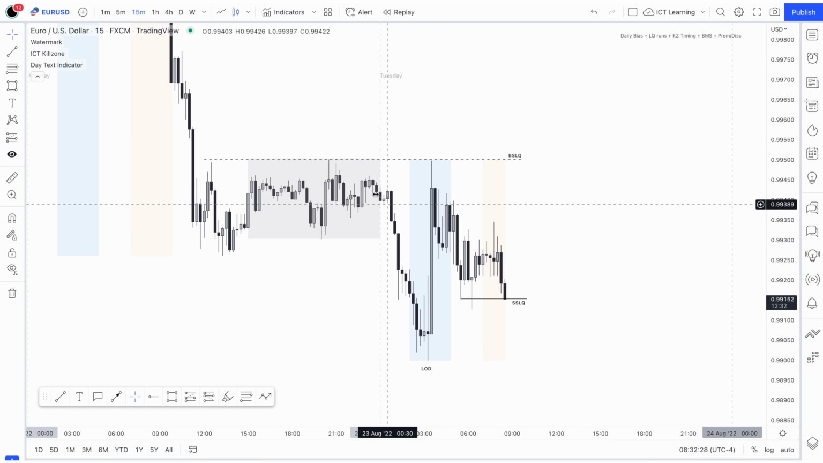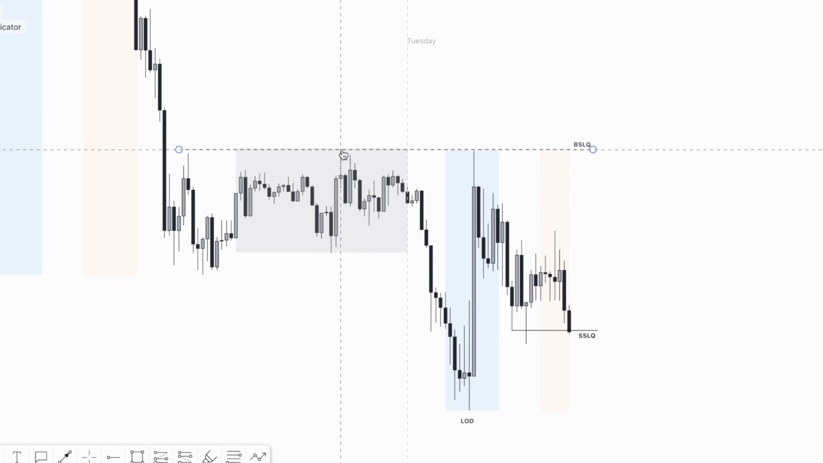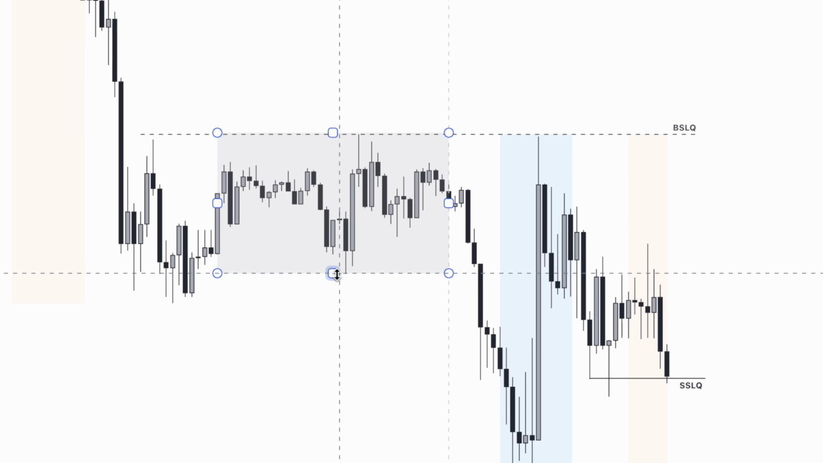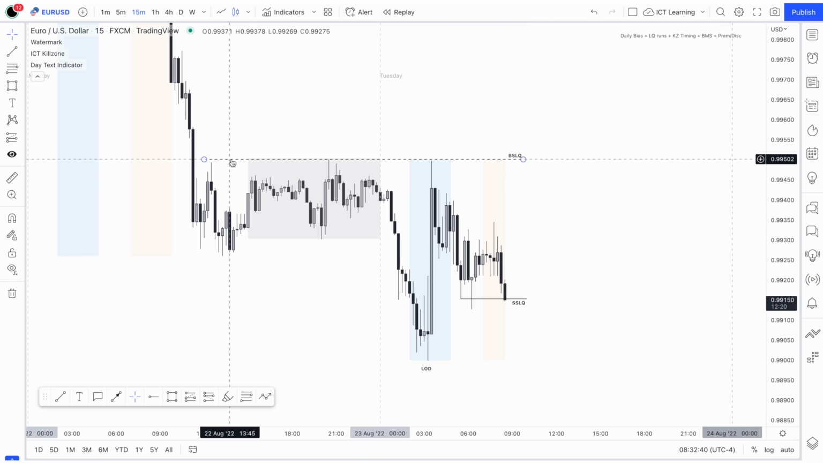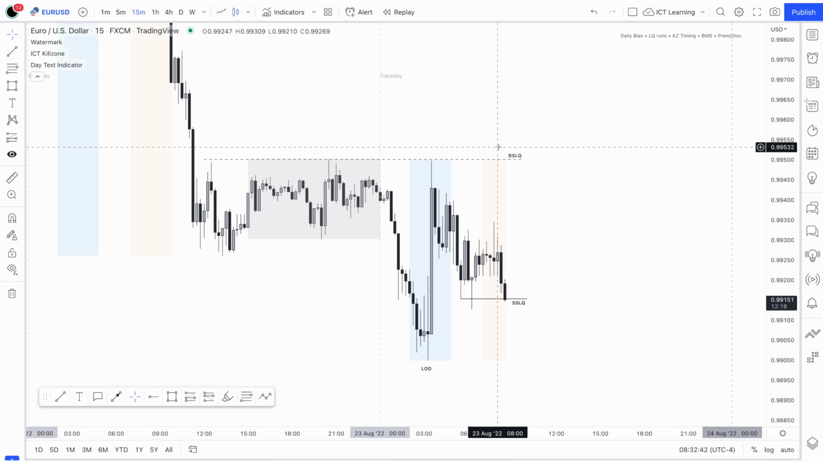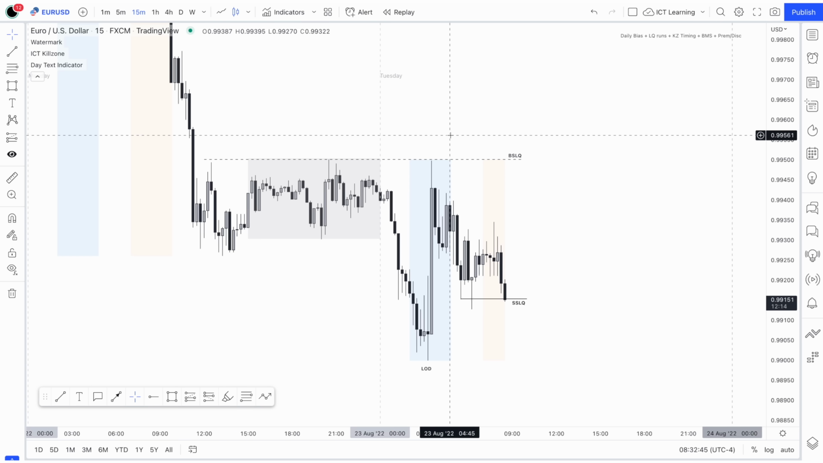We had our Asian range. This is dead time, what Michael refers to as dead time. You can see it's a range. We have a high of the Asian range up here, the low down here, so the box goes from the high to the low. We've also got some buy side liquidity resting above here. So this is a liquidity pool, lots of buy stops resting up here.